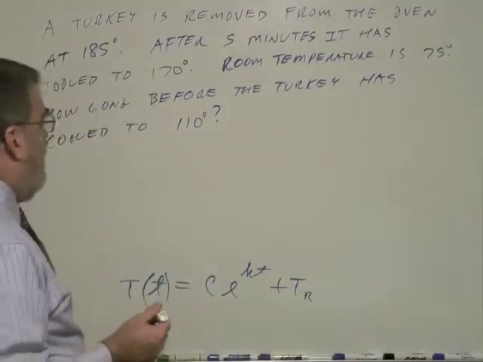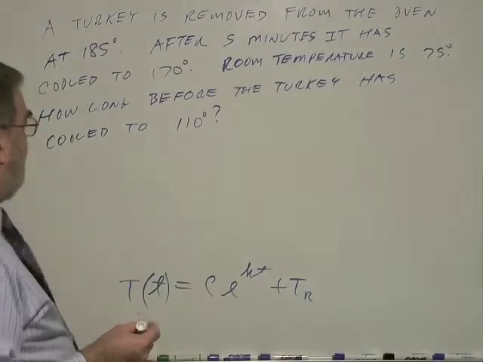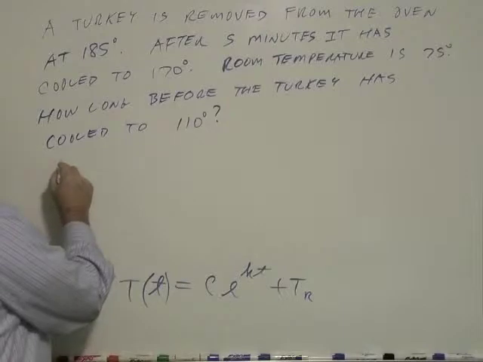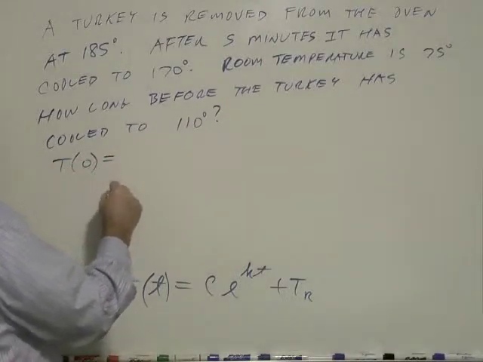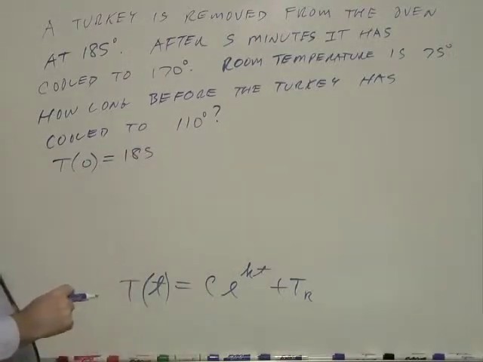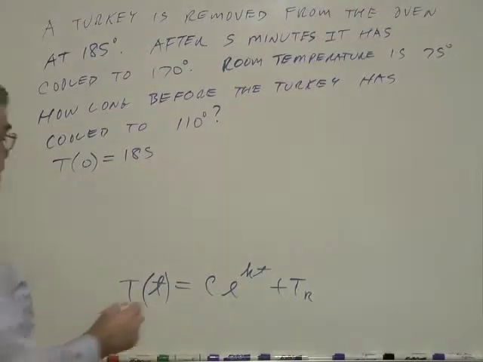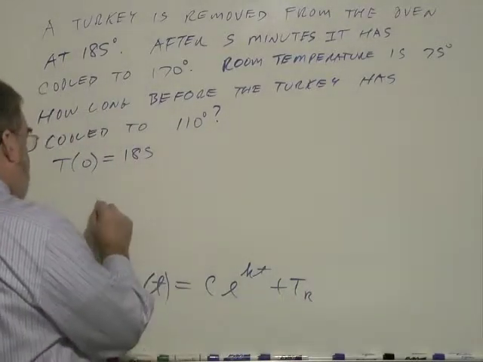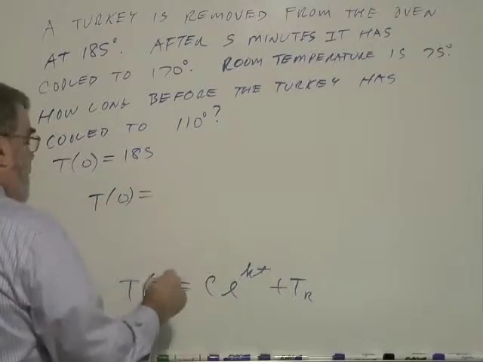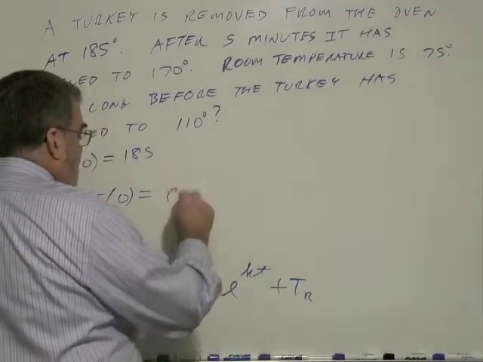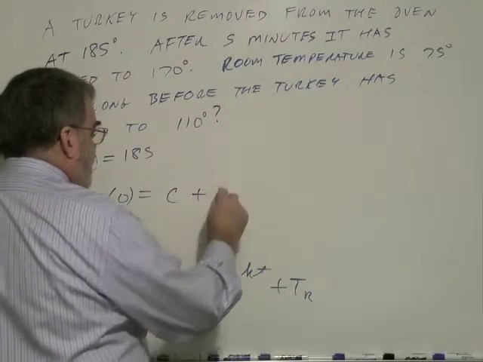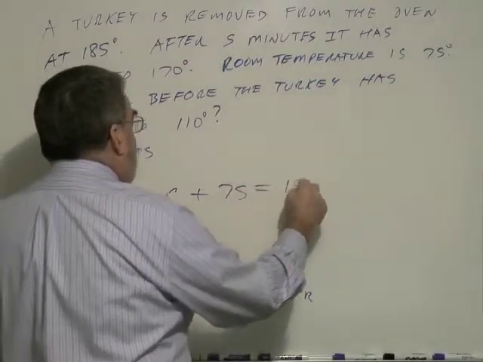All right. So I don't know if I have room to do all this problem without erasing this, but let's see, where do we begin? See, the initial condition is 185 degrees. So the temperature at time 0 is 185. And I'm going to plug that into our equation. And so T at 0 is C times e to the 0, so that'd be C, plus the temperature of the room, which is 75 degrees, and all this equals 185.